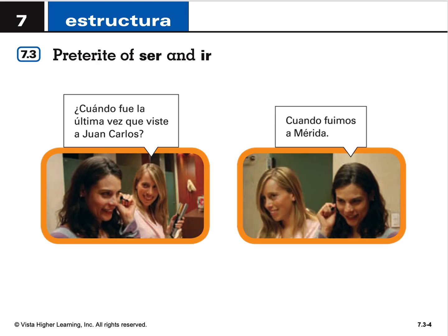Again, here are some alternate examples of when we can use ir versus ser in our conversations. So take a minute, translate these sentences, and see what you think. Which one is ir and which one is ser?